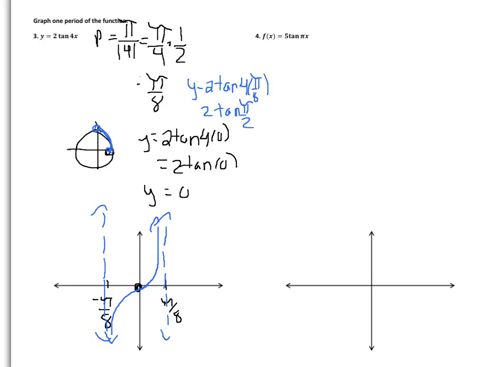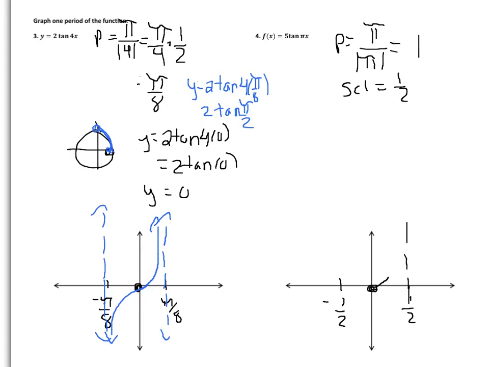So again, find the period. The period is pi divided by the absolute value of pi, which would be 1. So we want our scale to be 1/2. So you go positive 1/2, negative 1/2. There's no negatives, there's no reflections anywhere, so it's 0, 0, and then it goes, and then you have your vertical asymptotes.